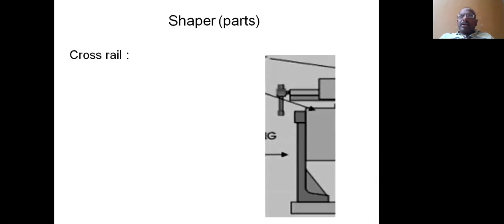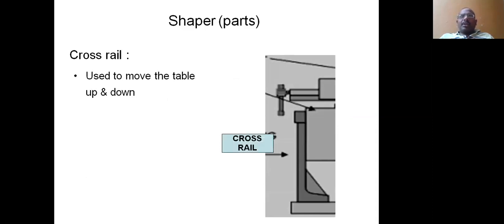So the next one is the cross rail. So what is the cross rail? This particular cross rail is used to move the table up and down. Here observe, the working table is not fixed directly to the base. The working table should not be fixed directly to the base of the shaping machine. It is fixed at a certain height.